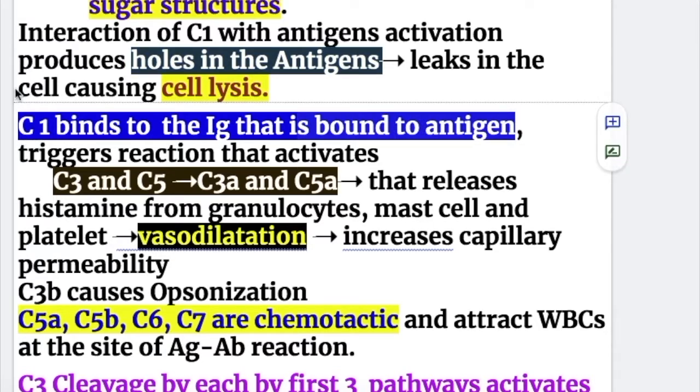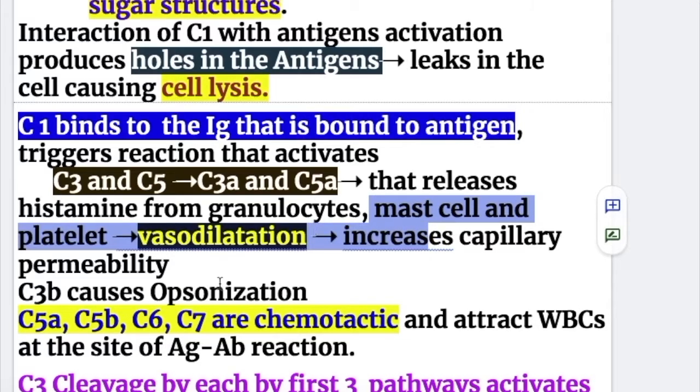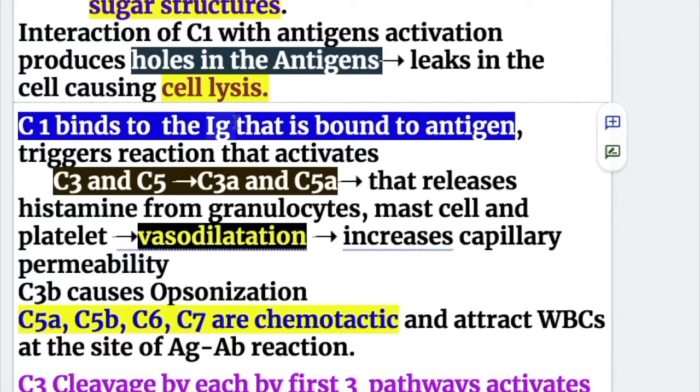So it binds to the immunoglobulin that is bound to antigen, and it triggers a reaction that activates C3 and C5 and converts them into C3a and C5a, which are the active forms, and that releases histamine from granulocytes, mast cells and platelets, leading to vasodilatation and increased capillary permeability. So the basic function is to increase capillary permeability by vasodilatation, and this is done when C1 binds to antibodies, immunoglobulins, which are already bound to antigen.